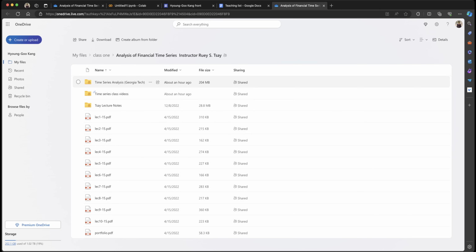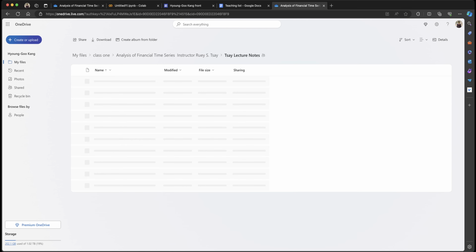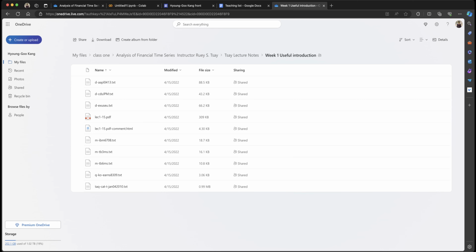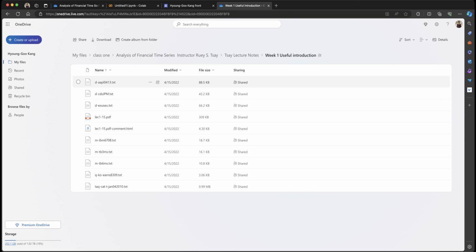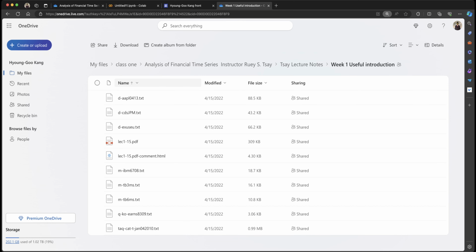Okay, this lecture notes, and then this is week one, and here we find, actually I can close this one. We find the monthly IBM 6708 data, maybe from year 67 to '08, TXT. Where is it? IBM. So actually this data, M IBM 6708 data. So we need this data.